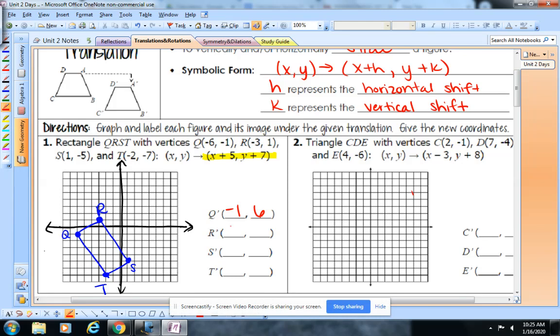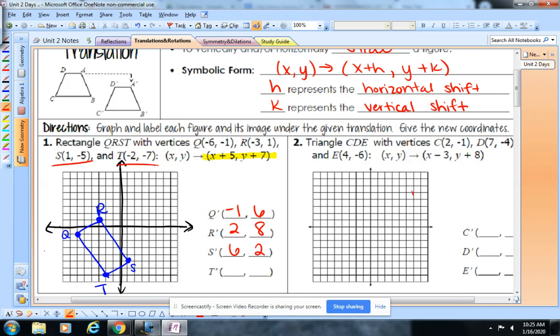Plus 2. And then what is 1 plus 7? 8. So R prime is (0, 8). Okay? S is (1, -5). So what's 1 plus 5? What's -5 plus 7? 2.